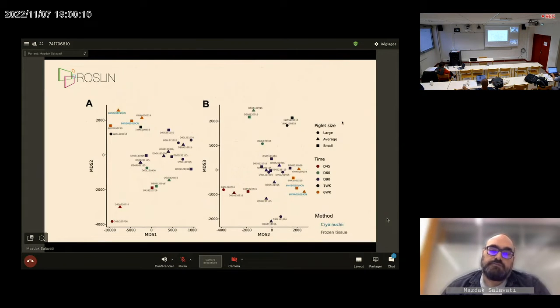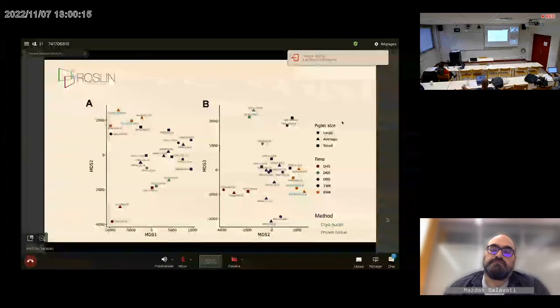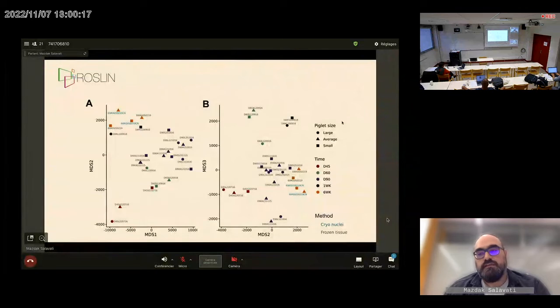One of the things was dimension reduction, to make sure we can detect a pattern between the different elements of design that we included in the study. There was a piglet size variable and a time point variable, and also the method of cryonuclei versus frozen tissue for the seed samples. The two important things we realized in the MDS plots is that the majority of the separation is based on time point. As you can see, the day 45 and 60 samples are quite separated from the day 90 and the postnatal samples.